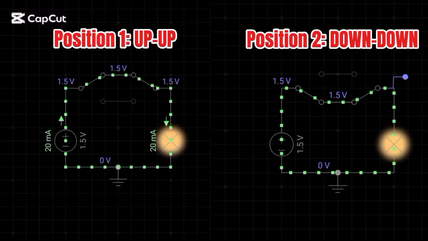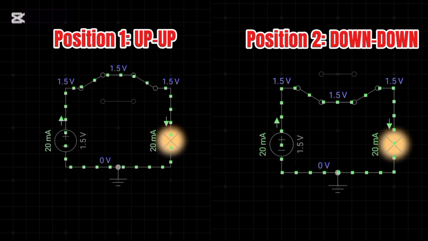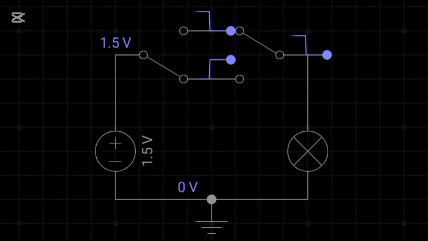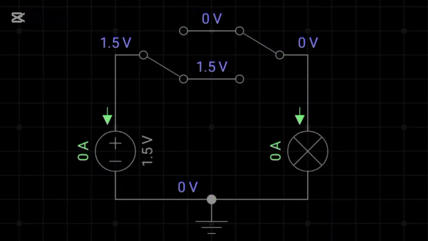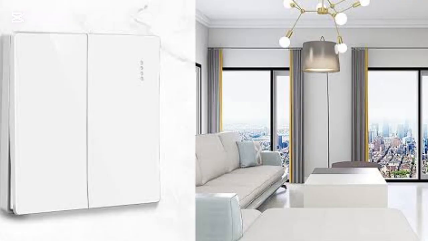Here's how it works. When both switches are in matching positions, current flows through one of the traveler paths, the circuit is complete, and the lamp turns on. Flip either switch and the positions mismatch. The circuit is broken, the lamp turns off. This setup is especially useful for stairways, corridors, and large rooms where controlling a single light from two points is necessary.